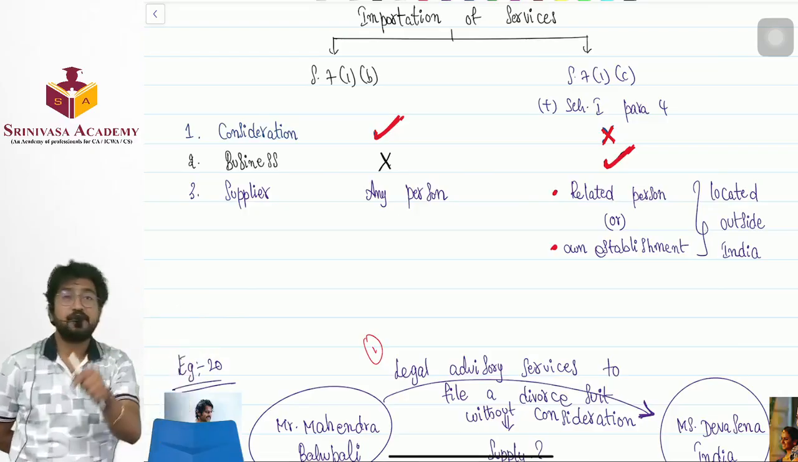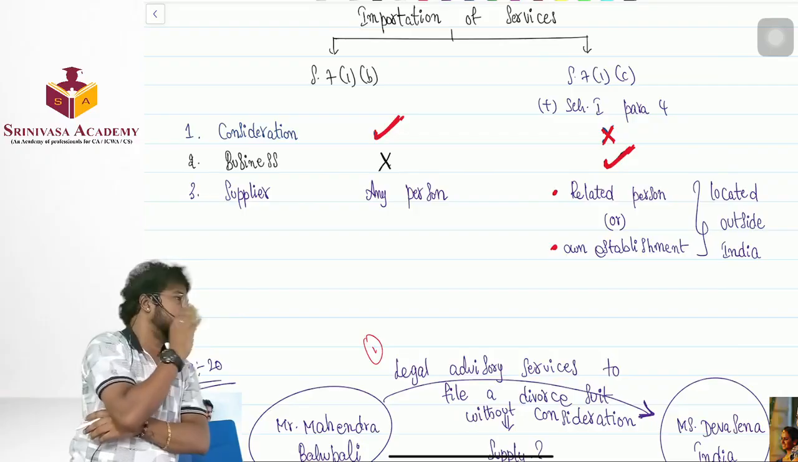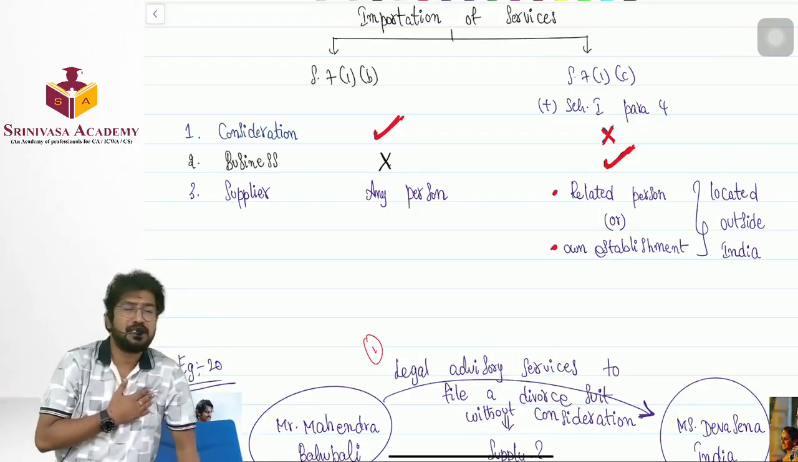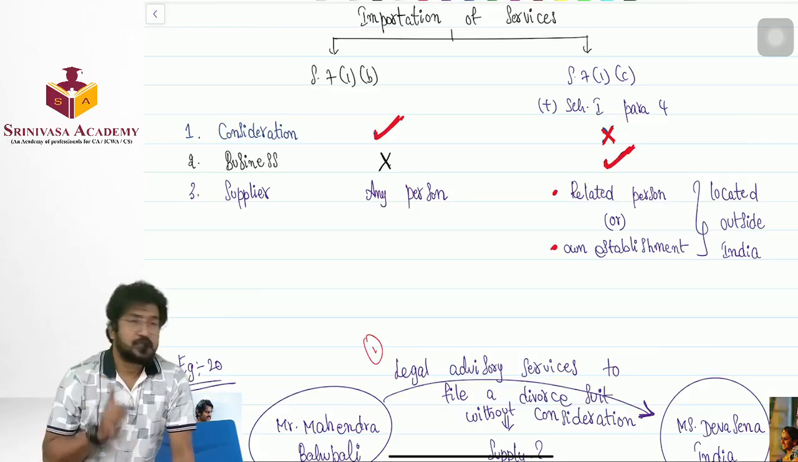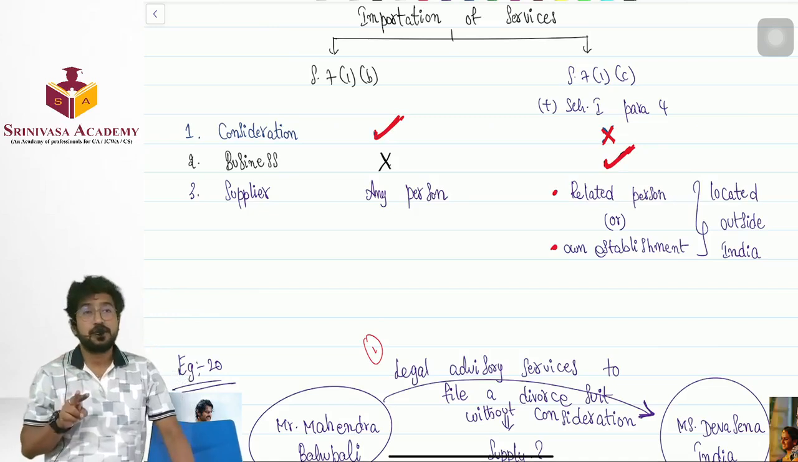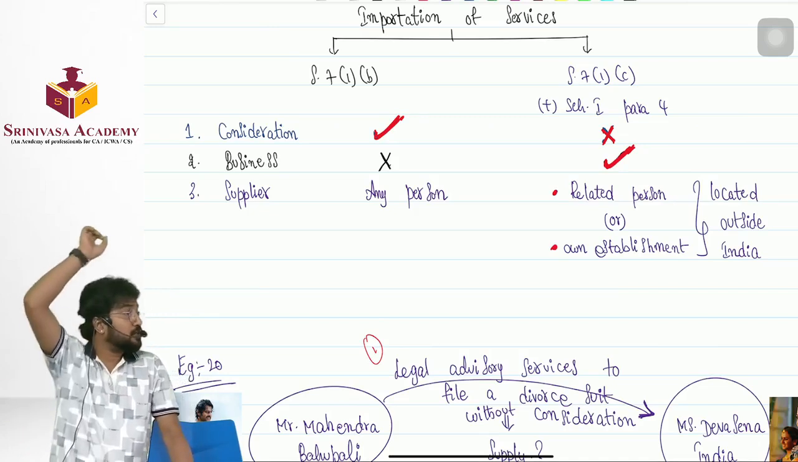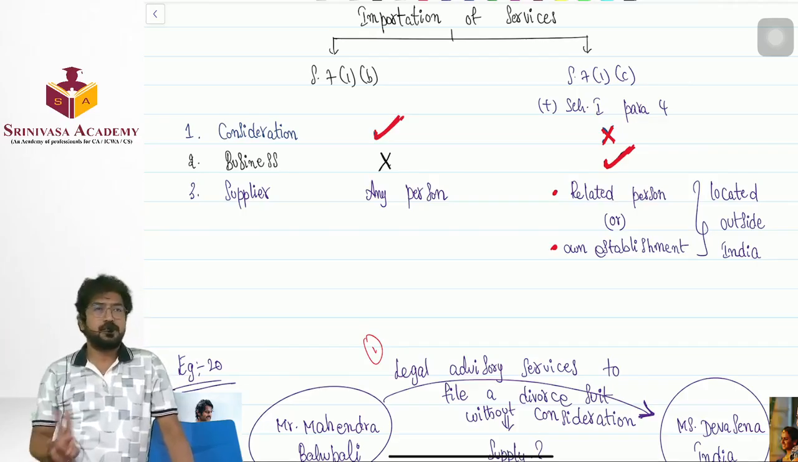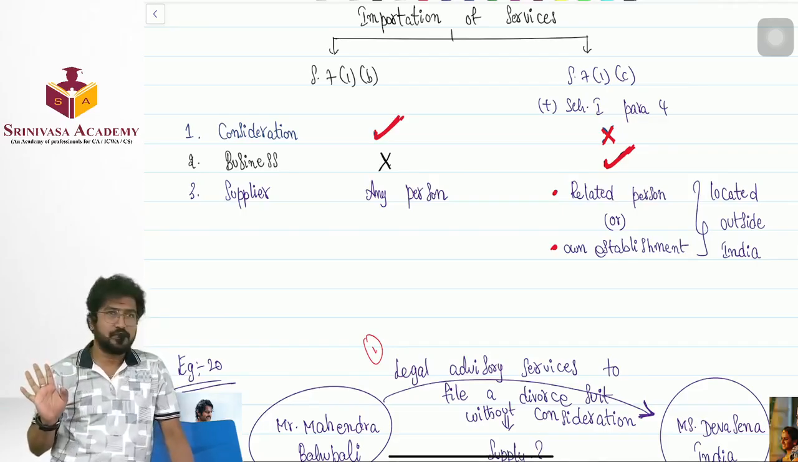But here, if it is without consideration, you should satisfy two more conditions. What are the two more conditions? Number one, it should definitely be for business purpose. Number two, it should be from a related person or own establishment located outside India. Clear? You should satisfy these conditions, then only it is supply. Shall we see the question?